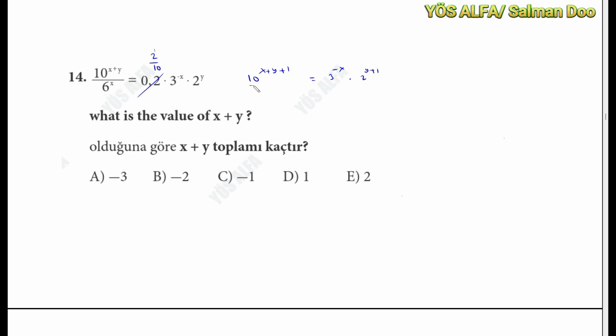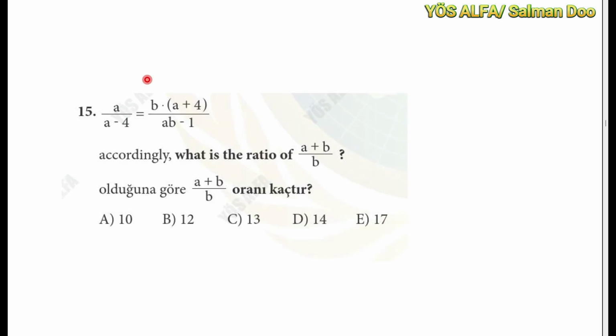And 6 to the x can be written as 2 to the x times 3 to the x. So we have 10 to the x plus y plus 1 is equal to 3 to the minus x times 2 to the x from here, and we have y plus 1 over here. So we have the powers x plus y plus 1 equal on both sides, but the bases are not equal. So to satisfy this condition, the only possible thing is x plus y plus 1 must be 0. So from here we have x plus y is equal to minus 1. The answer is C.